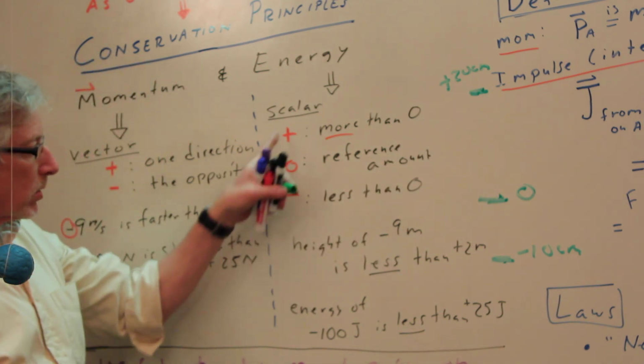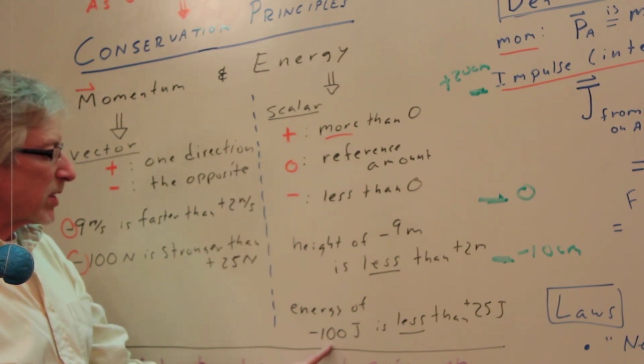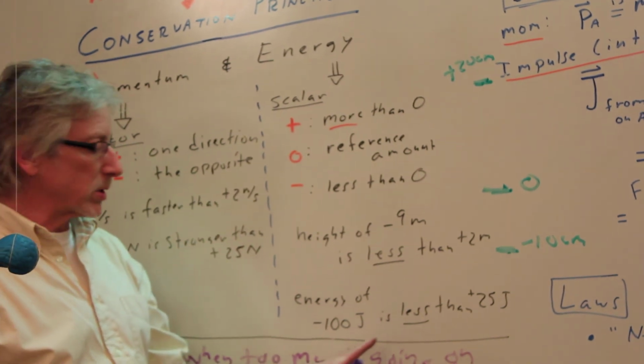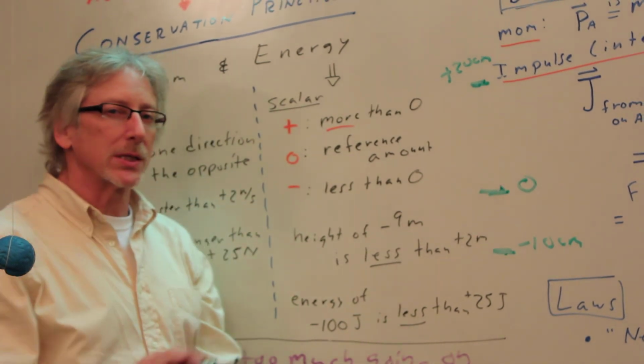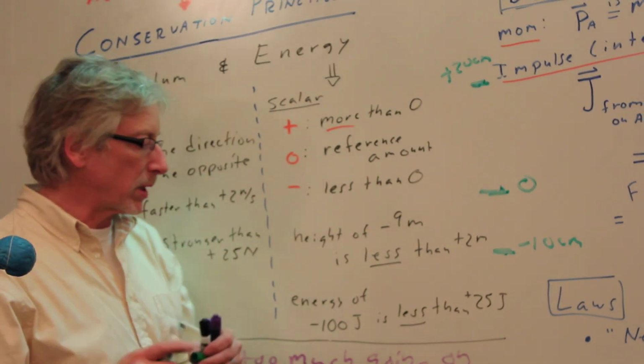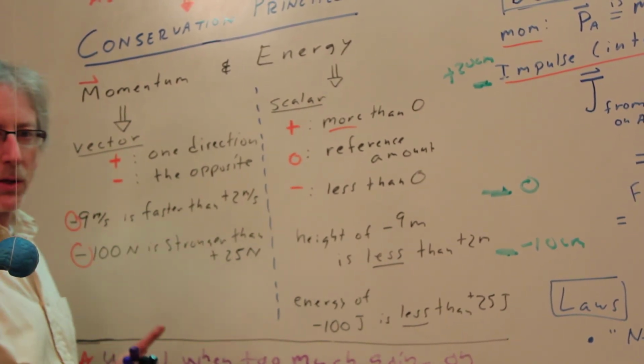Okay. Similarly, energy is a scalar, and so negative 10 or negative 100 joules is less than plus 25 joules. You'll see this later, but I just want to plant the seed. Don't overthink it right now. So plus and minus mean different things for vectors and scalars, don't they?